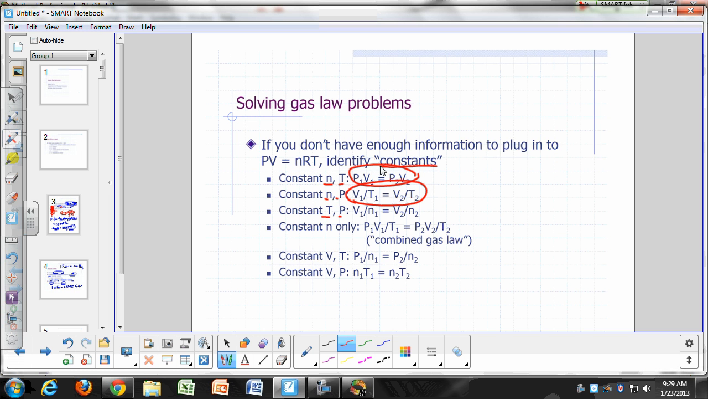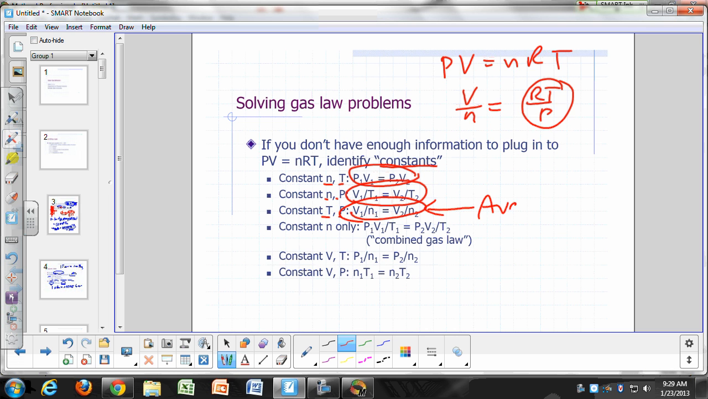Constant temperature and pressure. PV equals nRT. So if your pressure and temperature are constant, then V over n is equal to RT over P. So volume is directly proportional to the number of moles. For a fixed pressure and temperature, you can use volume as a way of counting the number of molecules that you have. So V1 over n1 equals V2 over n2. This is known as Avogadro's law.